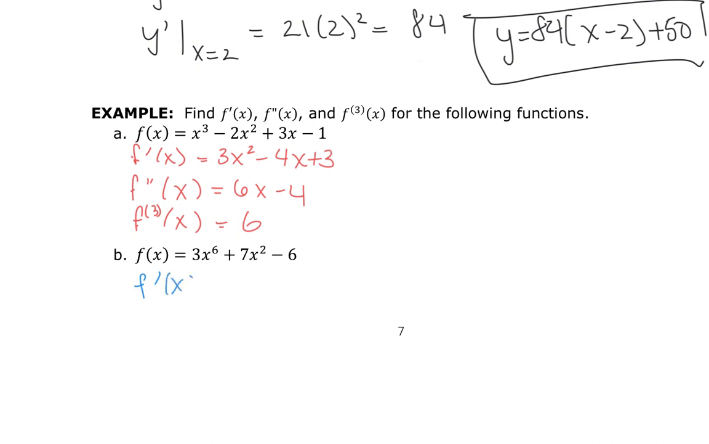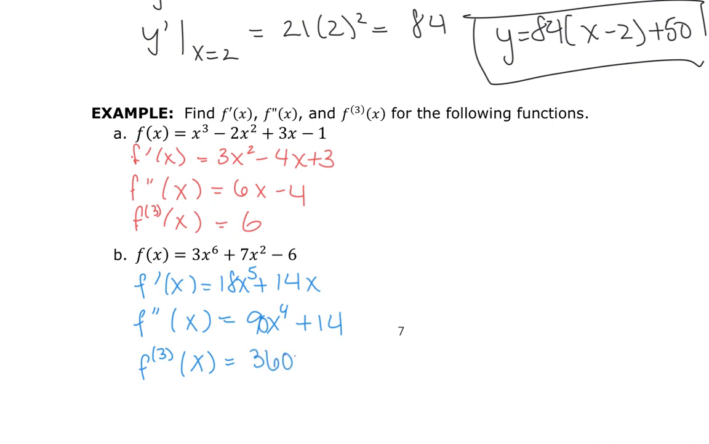f prime of x of the next function is going to be 3 times 6, which is 18, x raised to the 5th, plus 14x. f double prime, so the derivative of that, is going to be 18 times 5, which is 90, x to the 4th, plus 14. f triple prime, the third derivative, would be 90 times 4, which is 360x cubed. Now, I can continue to take derivatives of this one, even though it's not asking me to do so.